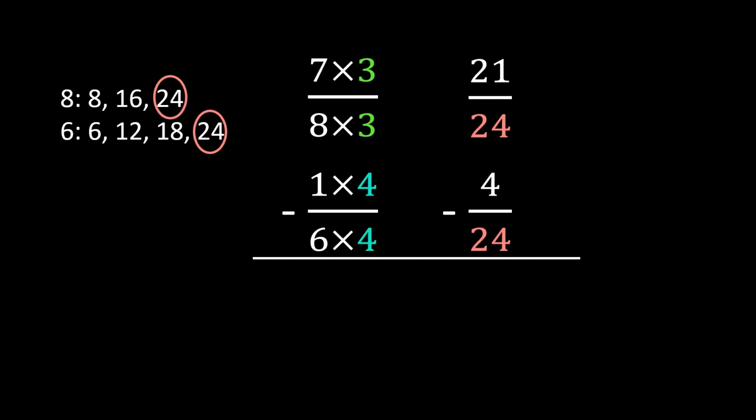Now I'm ready to subtract. And I'm subtracting my numerators. So 21 minus 4 is 17, and my denominator of 24 remains the same. Now looking at 17/24, I need to ask myself, do I need to simplify? Well, 17 and 24 don't share any common factors, so 17/24 is my final answer.